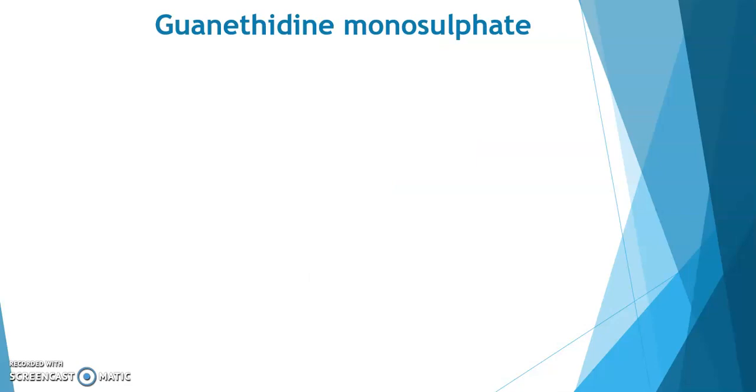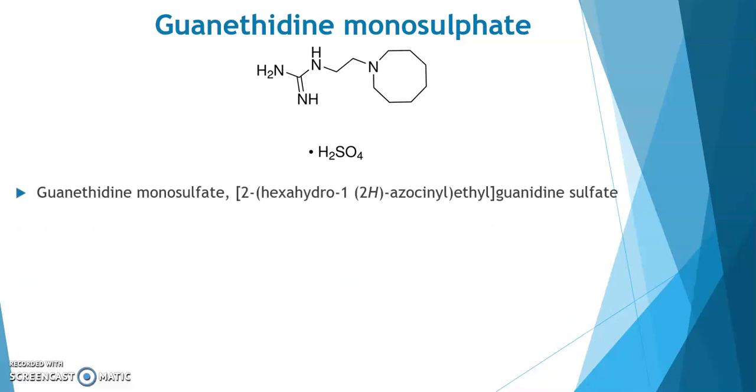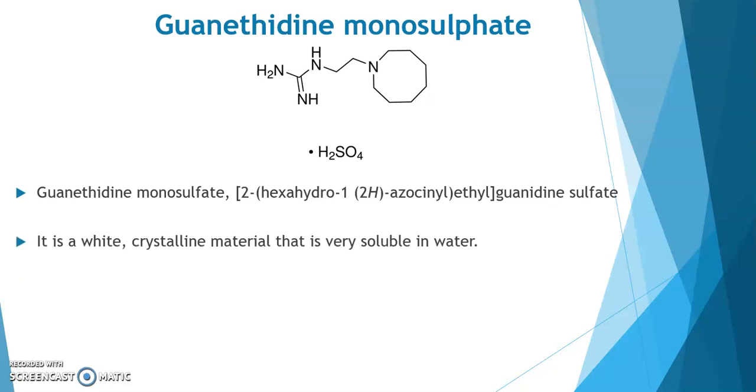Guanethidine monosulfate. The structure for the same is as shown. Guanethidine monosulfate is 2-hexahydro-1,2-H azocyanyl ethyl guanidine sulfate. It is a white crystalline material that is very soluble in water.